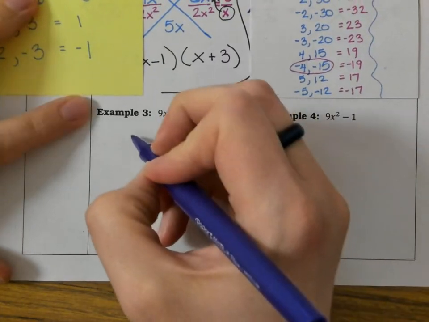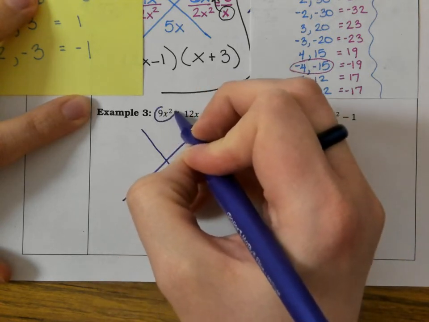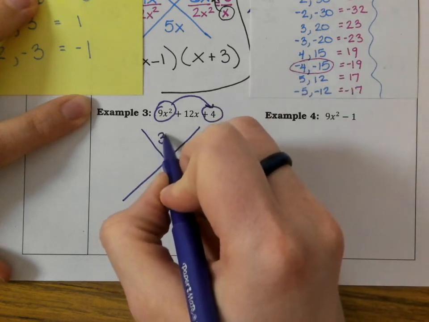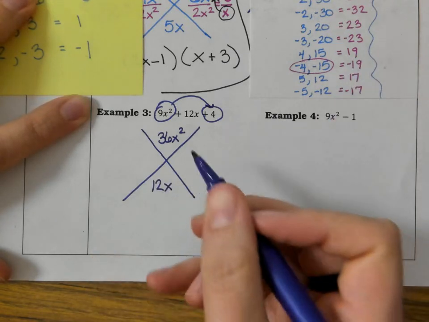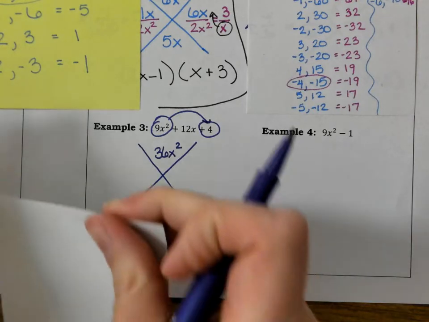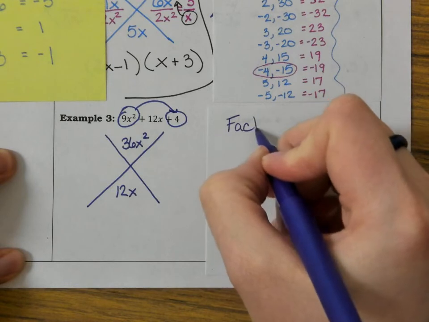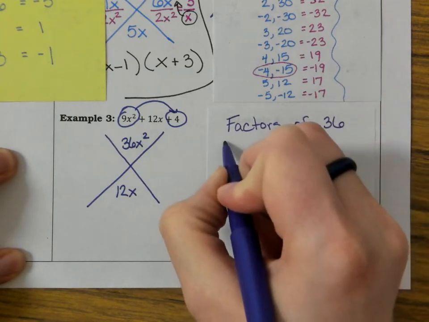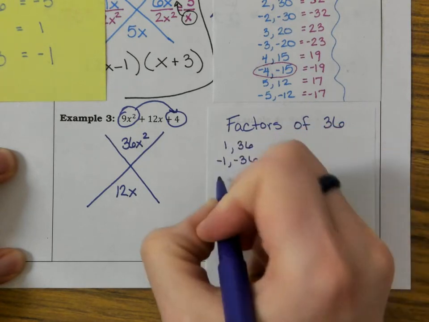Number 3, draw your x so that everything fits. And now I have first term times last term, which gives me 36x squared, 12x in the center. And so I'm trying to find factors of 36. So let's write those out. Factors of 36. So 1 and 36, negative 1, negative 36.